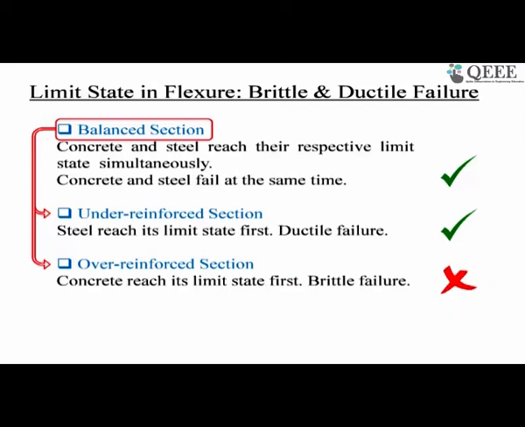Okay. So what we'll do next is we'll start with balanced section. What is a balanced section? Then derive the equations for the balanced section, and from the balanced section we'll deduce what happens when your section becomes under-reinforced and why it is called under-reinforced. We'll also see what happens when your section becomes over-reinforced, and why it is an over-reinforced section.